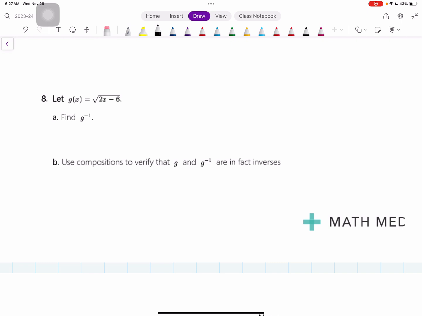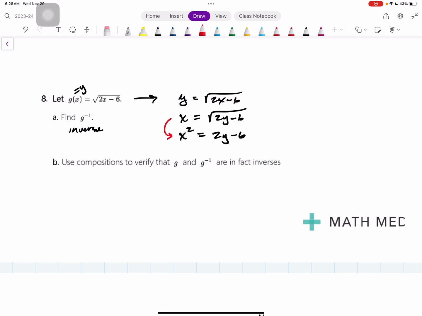Okay. Now find g inverse. Remember, this is the inverse notation. What I do is rewrite it in normal notation, because we know this is the same thing as y. So y is equal to the square root of 2x minus 6. Switch variables, so x is equal to the square root of 2y minus 6. At this point, you solve for the original variable, so solve for y. I'm going to square both sides, and what you get is 2y minus 6 equals x squared. You have to square both sides.